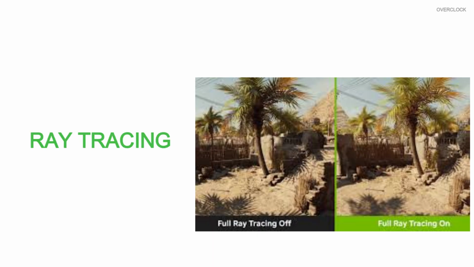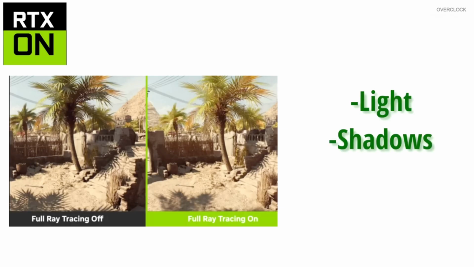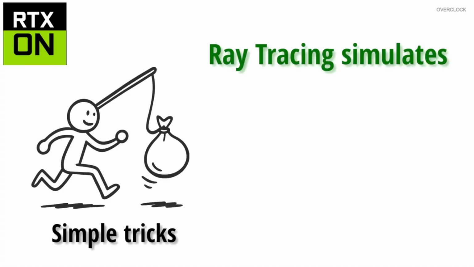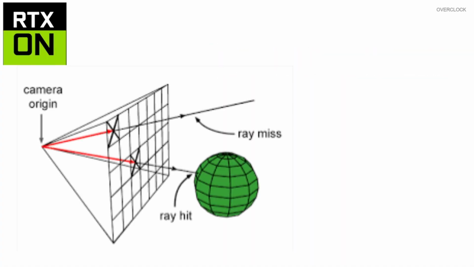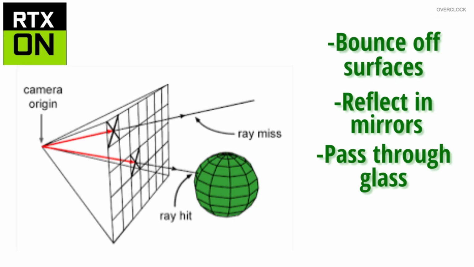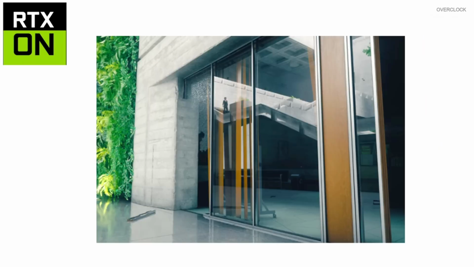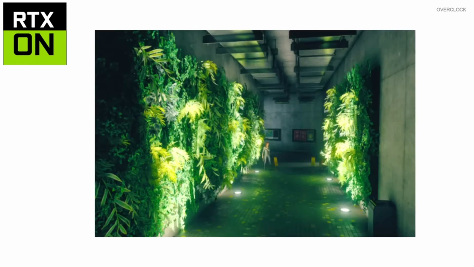Okay, so starting with ray tracing. Ray tracing is a graphics feature that improves how light, shadows, and reflections behave in a game. Instead of using simple tricks to fake lighting, ray tracing simulates how light works in the real world. When ray tracing is enabled, light rays are calculated as they bounce off surfaces, reflect in mirrors, pass through glass, and create soft shadows. This makes reflections more accurate, shadows more realistic, and lighting more natural.